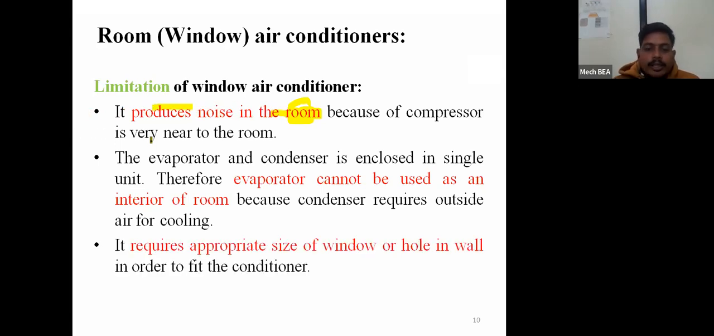And the third limitation is that for installation of a window air conditioner, we require an appropriate size of window or hole in the wall of the room or the office. So that is the third limitation or requirement of the window air conditioning system.